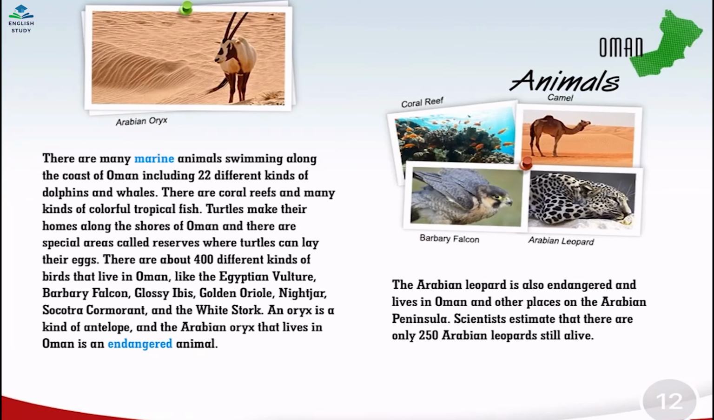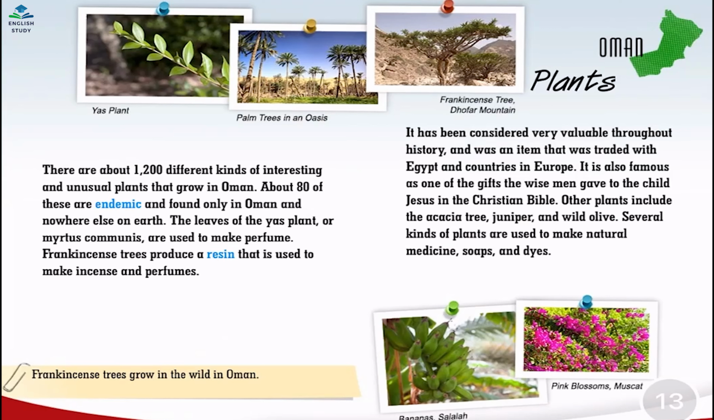Plants. There are about 1,200 different kinds of interesting and unusual plants that grow in Oman. About 80 of these are endemic and found only in Oman and nowhere else on Earth. The leaves of the yas plant, or myrtis communis, are used to make perfume. Frankincense trees provide a resin that is used to make incense and perfumes.